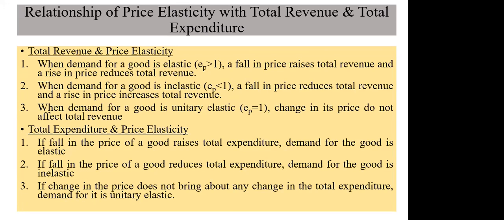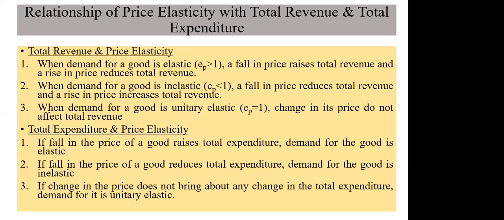In case of total expenditure also, the same thing applies, because the total expenditure is part of the consumption from the consumer point of view, and total revenue is a part of the production from the producer point of view. So with the fall in the price of a good, if the total expenditure increases, the demand for the good is called elastic. If a good is inelastic, a fall in price reduces the total revenue.